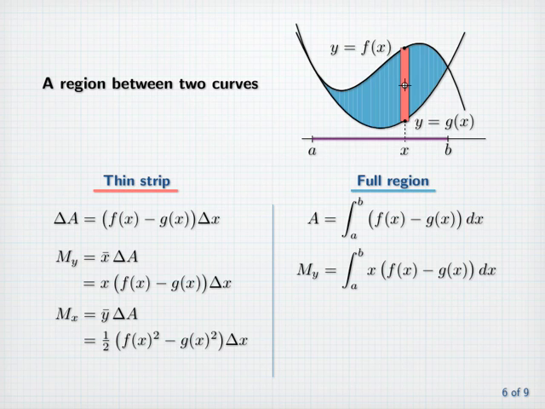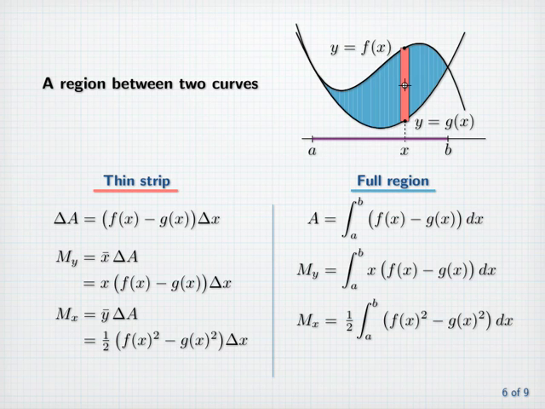Now the moment of the full region about the x-axis can be approximated by summing the moments of thin strips, and in the limit as delta x approaches 0, those sums approach the integral from a to b of 1/2 f of x squared minus g of x squared dx.